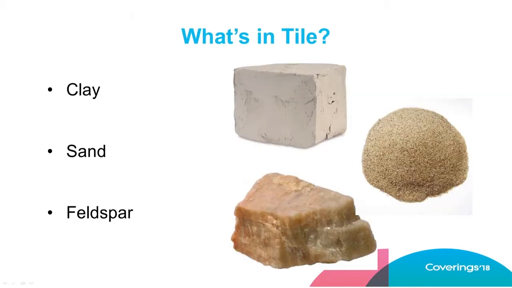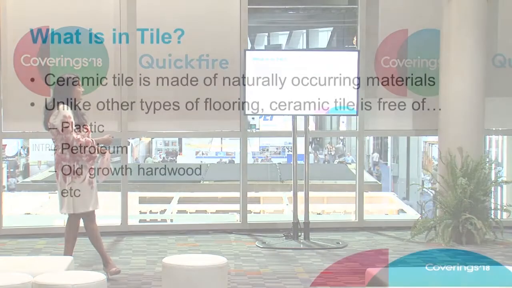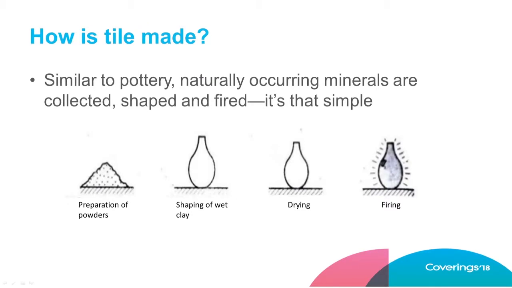So what's in tile? Tile is made of three materials: clay, sand, and feldspar. All of these three are naturally occurring materials, no artificial. Unlike other types of flooring out there, ceramic tile is free of plastic, petroleum, and old growth hardwood. We'll talk about the chemicals in a few minutes. So how is tile made? It's similar to pottery. Naturally occurring minerals are collected, shaped, and fired. It's a very simple process.